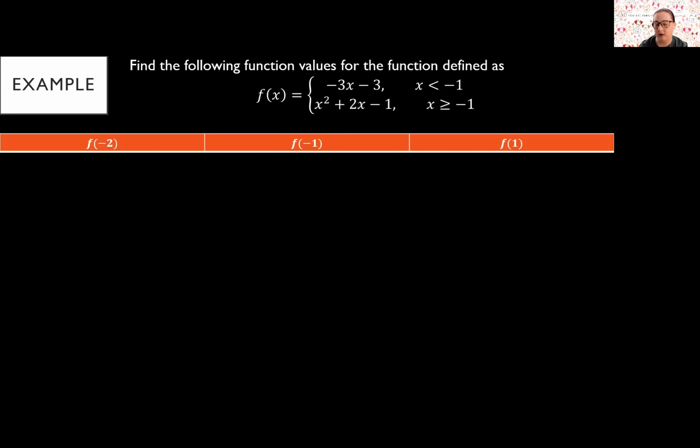We've got f of x equals -3x minus 3 when x is less than -1, and then we have x squared plus 2x minus 1 when x is greater than or equal to -1. So when you're finding function values of a piecewise function, you have to determine the x value that they're giving me, which equation am I matching with?